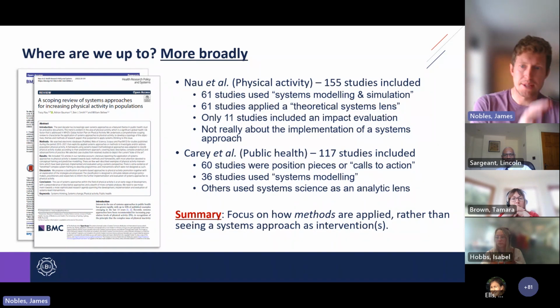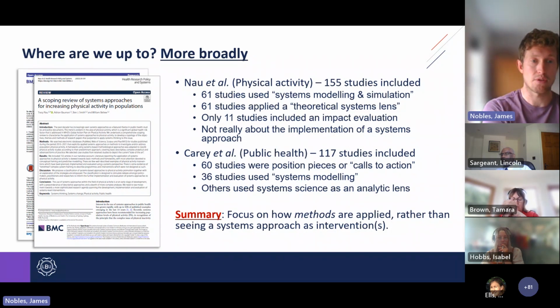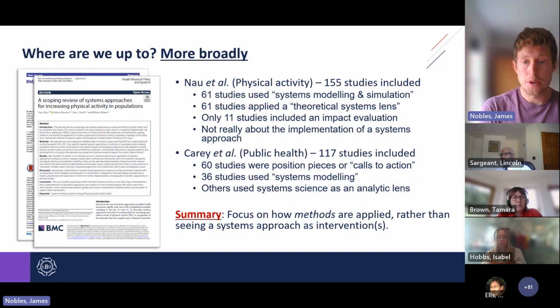When we look at the similarities within them, apart from those calls to action, we see lots of studies which are using systems modeling or simulation techniques. So they might be using something like systems dynamics modeling or agent-based modeling, really to try and get a better understanding of what it is that's driving a problem to act in the way in which it does. So it's not necessarily about the implementation of a systems approach, at least how I described it previously. It's about the methods as opposed to implementation. And that, from those two papers, was probably the main summary that we can draw.